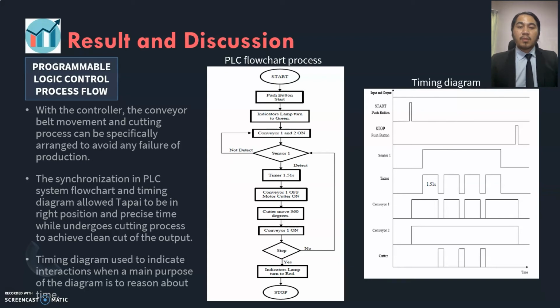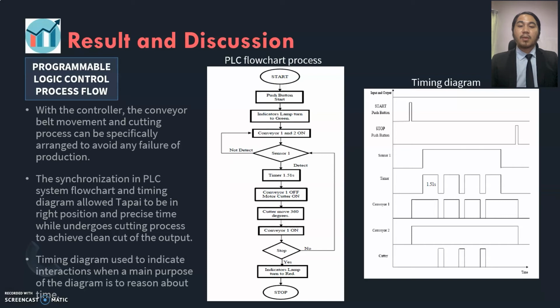From the PLC project process and timing diagram, the machine can be started by pressing the push button. The indicator will change to a green light that displays that the machine is operating. At the same time, conveyor 1 and conveyor 2 start moving. When sensor 1 detects the appearance of the formed tapai, the timer with 1.51 seconds is activated. The timer uses the time interval to cut 1 unit of tapai, calculated by the equation of linear motion.